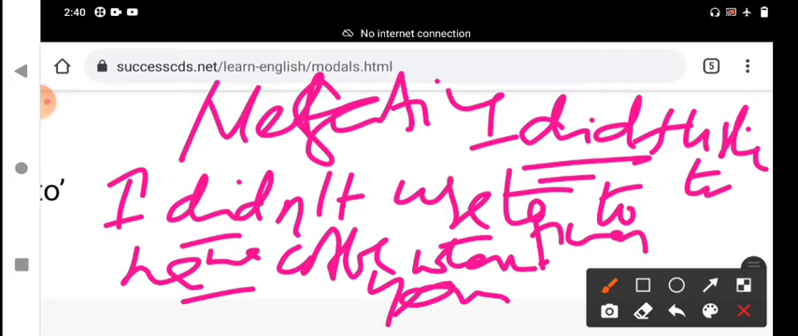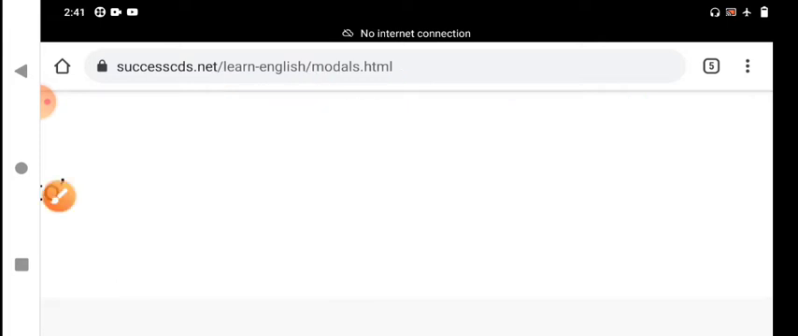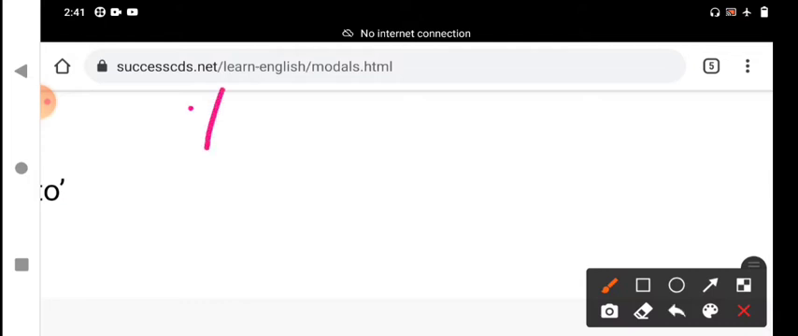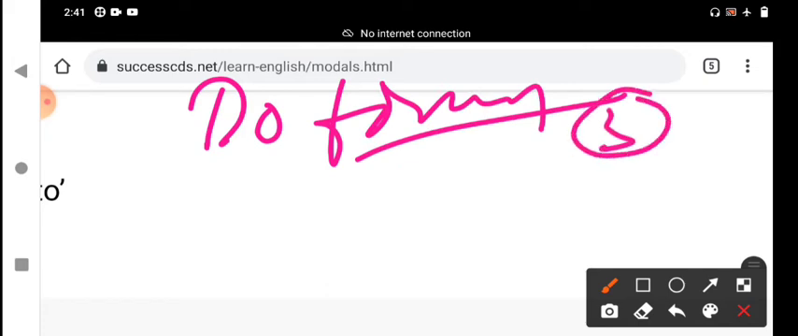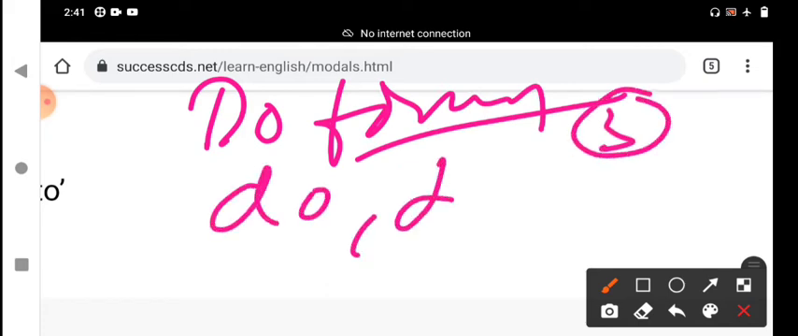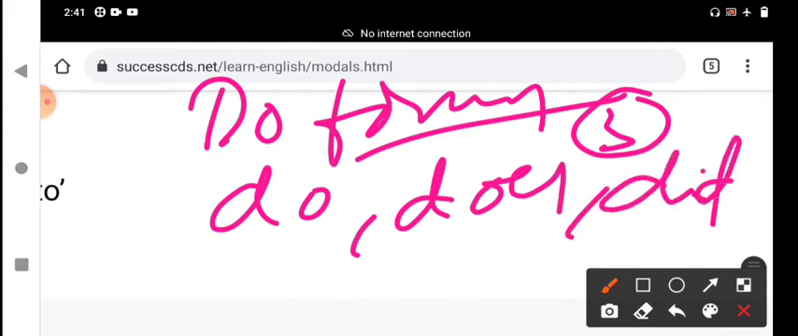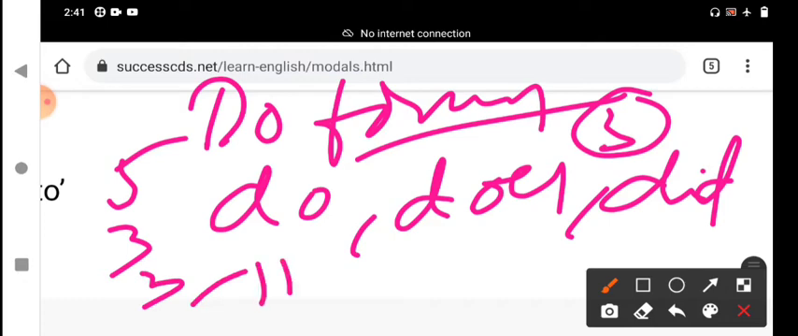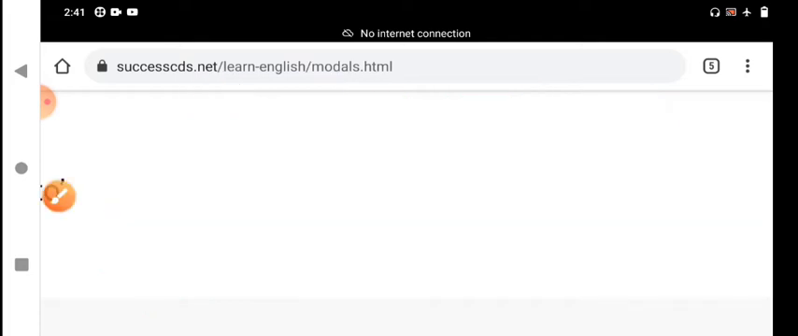We should form a negative sentence with the helping verb did. We take the do forms. The do forms are already auxiliary verbs. What are the do forms? In English there are 3 do forms. What are they? Do, does, did. In primary auxiliary verbs: be forms, have forms, do forms. Be forms are 5, have forms are 3, and do forms are 3. In total, the primary auxiliaries are 11 verbs.